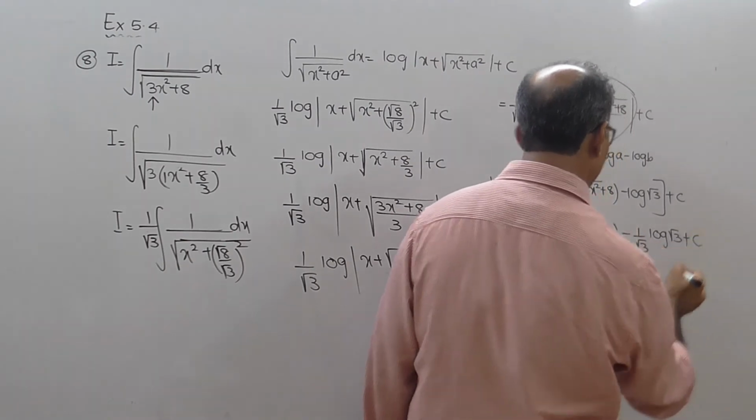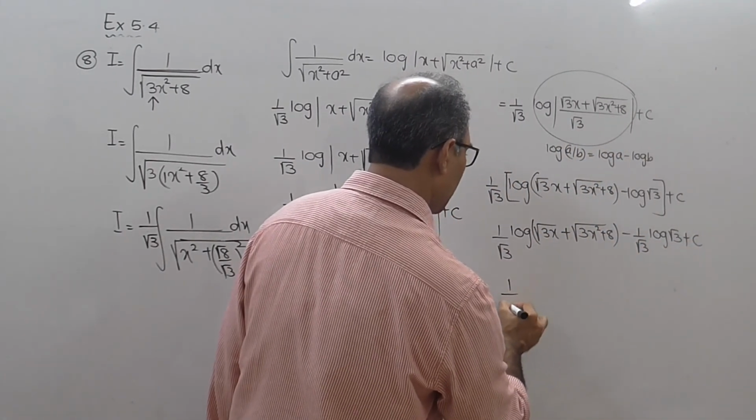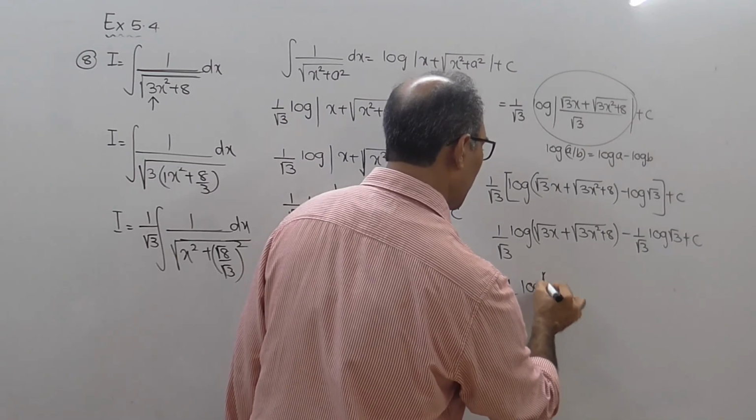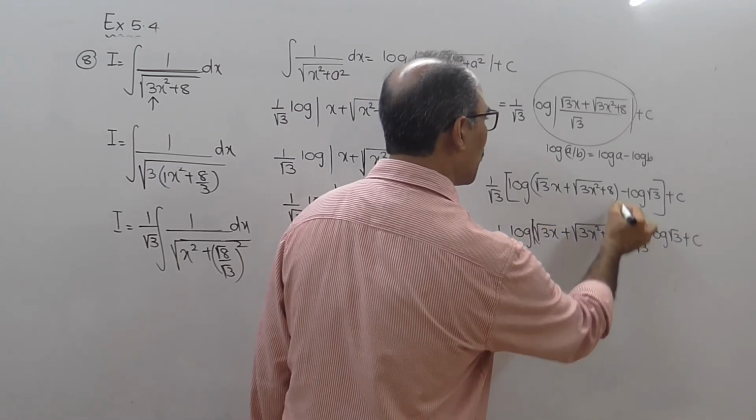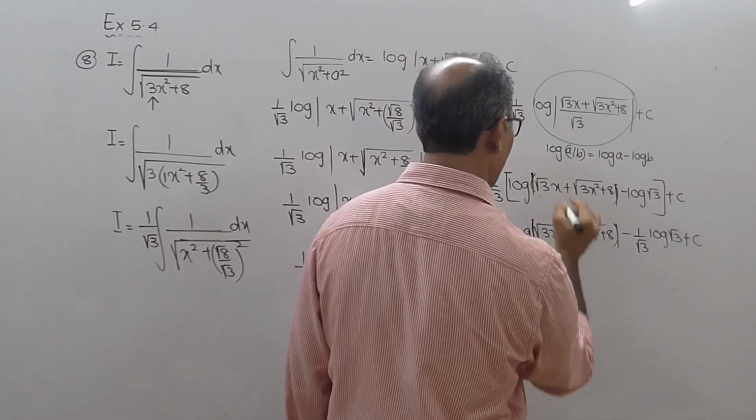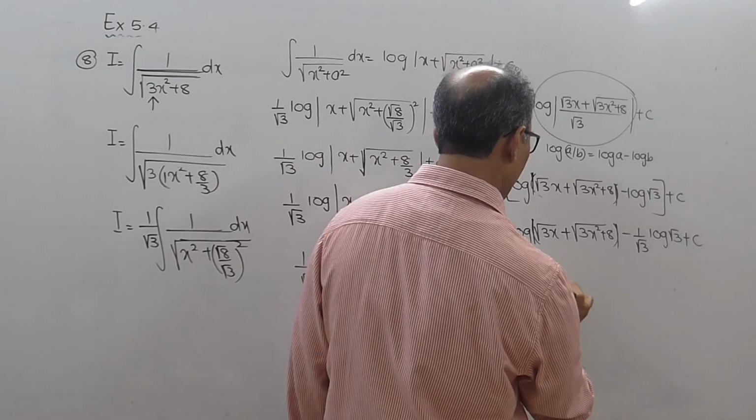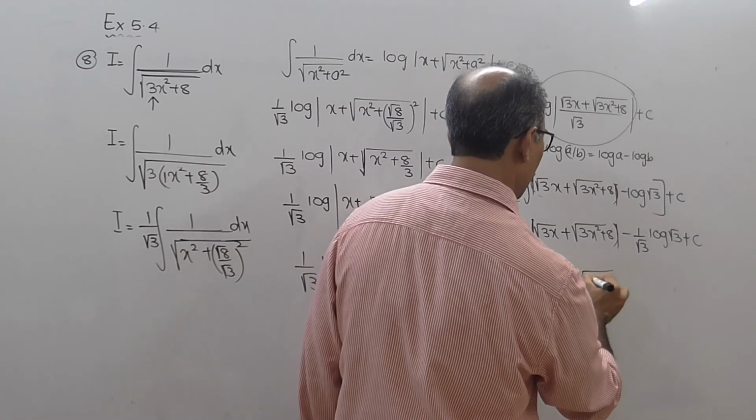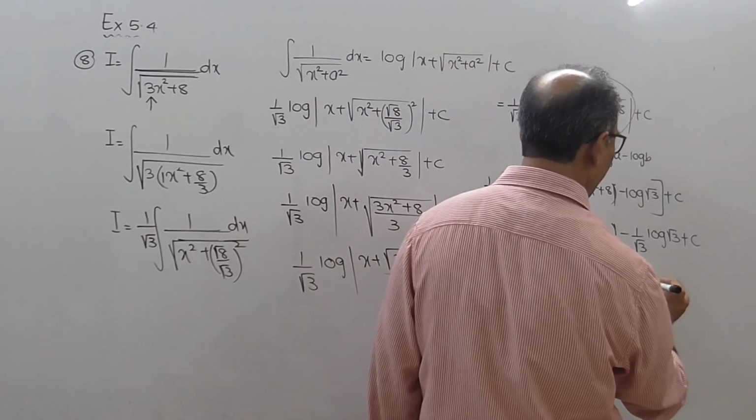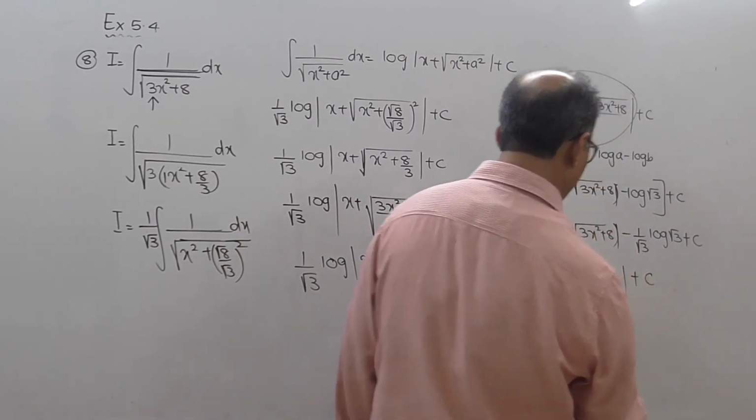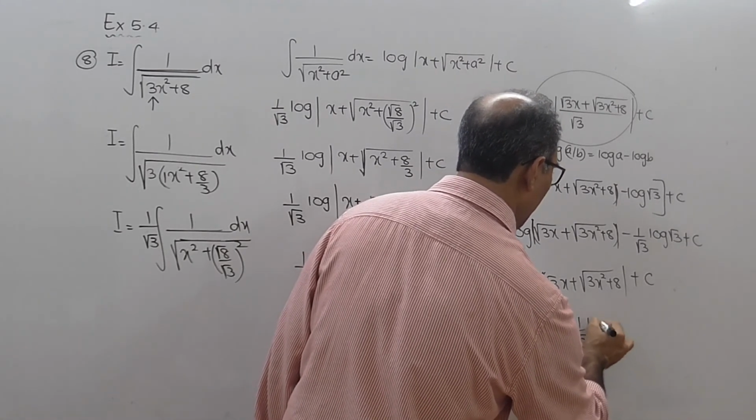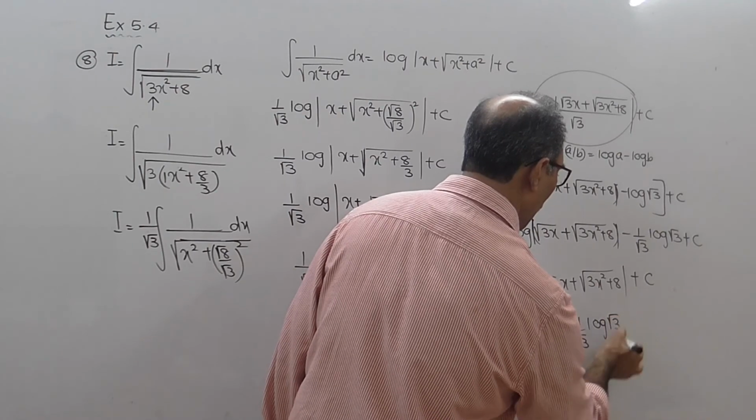log √3 plus c. So this could be written as 1 upon √3 log, you can put modulus if you want, no problem, of √3x plus root of 3x square plus 8, plus c, where c equals minus 1 upon √3 log of √3.